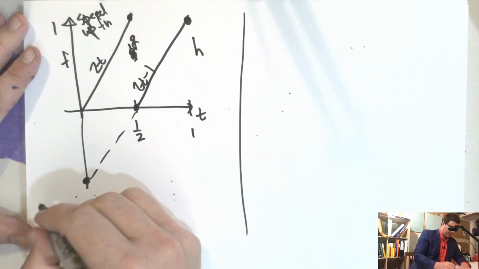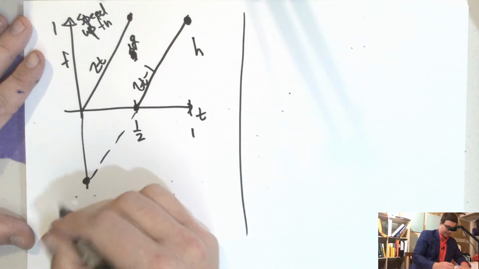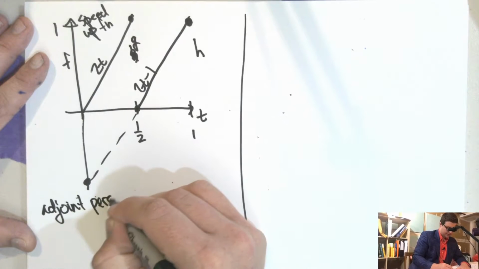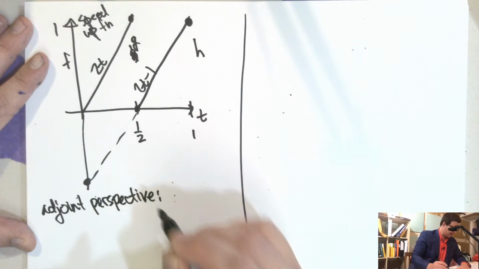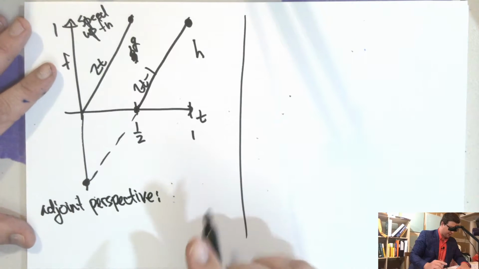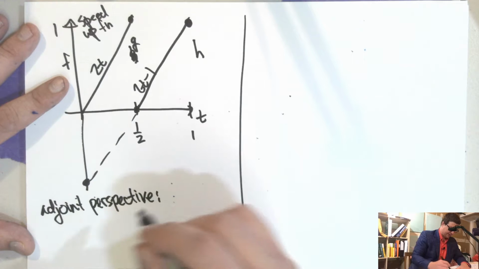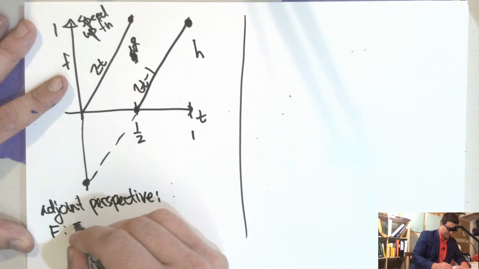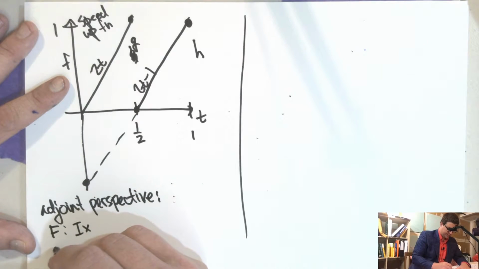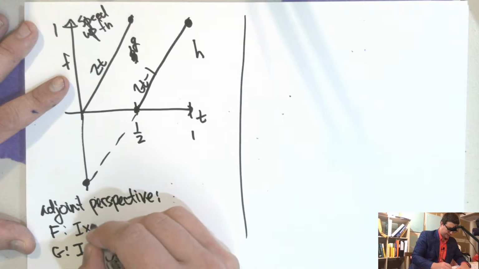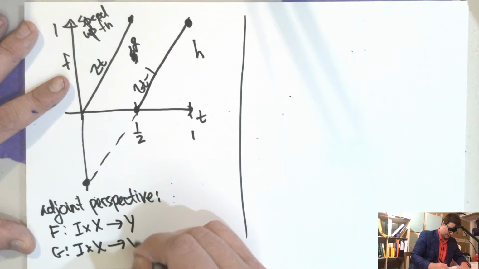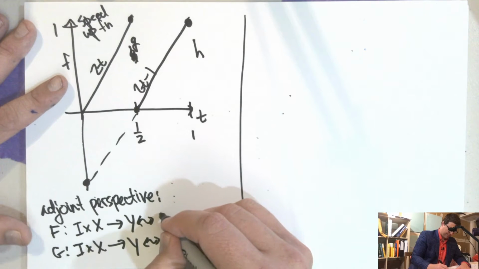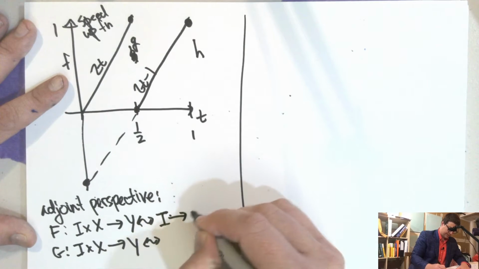Just one last bit about the vertical thing: let's keep thinking about the adjoint perspective. It's the same thing as this concatenation. We have f, which is from I cross x, and we have two of these, f and g, from I cross x to y. Via adjunction, this is the same thing as a map from I into the space of maps.